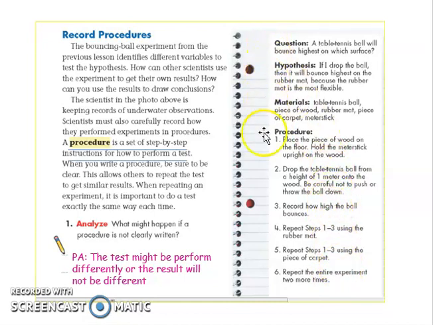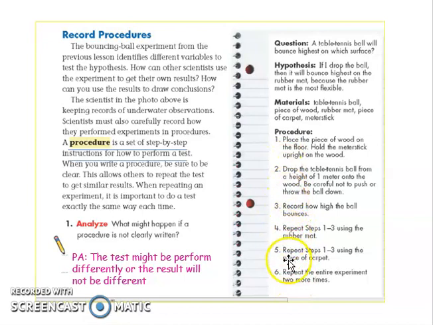So if you try to look at this one, scientists, remember, they write a question. Next, they write the hypothesis. This is a wild guess to their question. This is a possible answer, right? Now, after that, they need to identify what materials to be used. At the same time, they need to write the procedure.